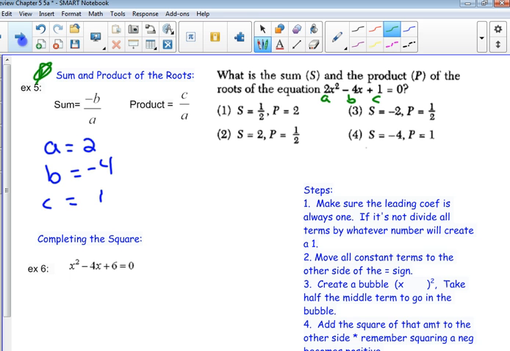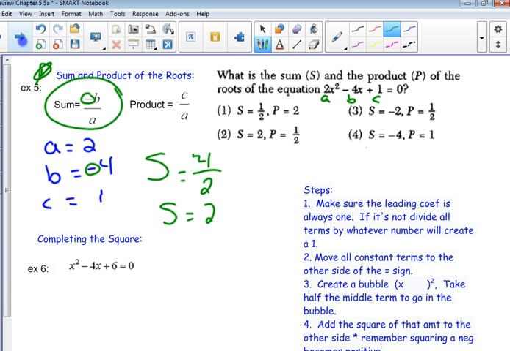So if you want to find the sum, we're using our formula. Make sure you watch your negative sign. Negative times negative is a positive, so 4 over 2, which is really just 2. And then your product is c over a, which is just 1 over 2, or 1/2. So it should be choice 2.